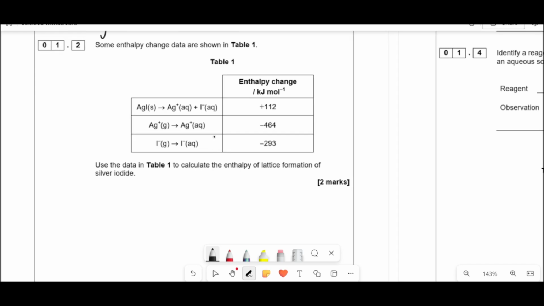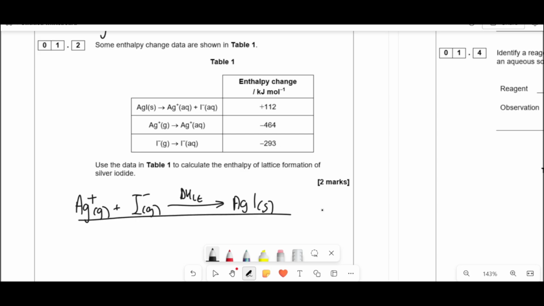The strategy is to always write out an overall equation first, and remember that every single arrow in a Hess's law cycle is an enthalpy change. So if it's the enthalpy of lattice formation of silver iodide, then you're going to be making 1 mole of a solid ionic compound, in this case silver iodide. I'm going to write the lattice enthalpy here. And then it's going to be Ag+ gas plus I- gas. You should be able to know each enthalpy change and how to write it as a formula. Then what you do is you look at the table and see what they've given you.